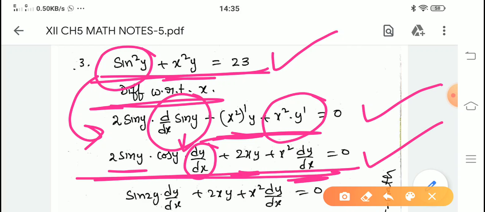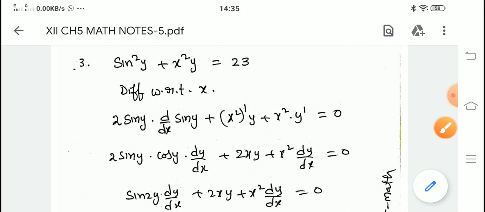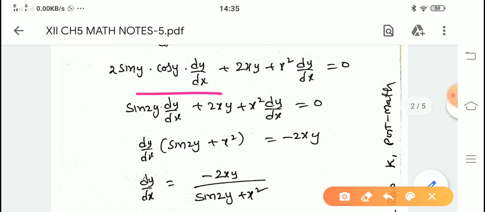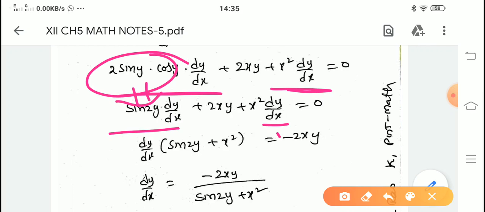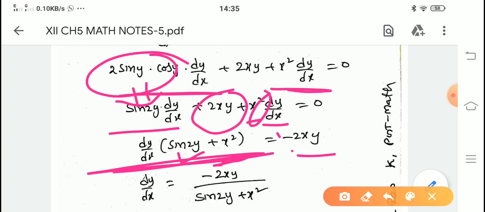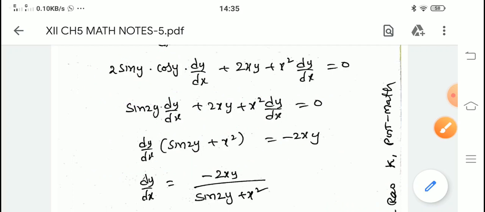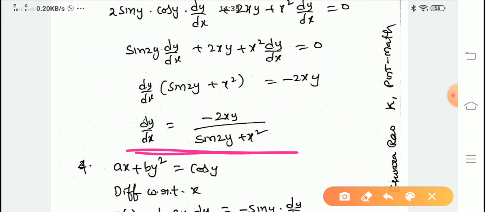Then take dy by dx common in the dy by dx terms. Here dy by dx, here dy by dx, so you have to take dy by dx common from these two. Why did I write 2 sin y cos y as sin 2y? It is a formula. So take dy by dx common, then sin 2y plus x square is equal to this one sent to that side, minus 2xy. So finally we get dy by dx is equal to this answer.